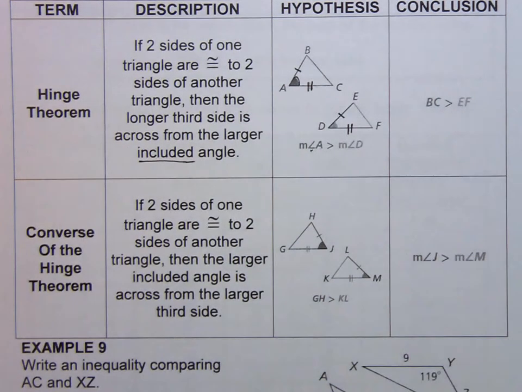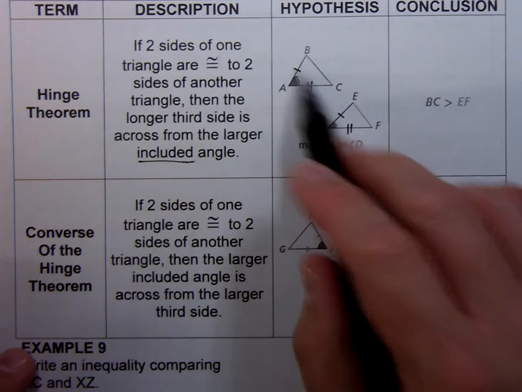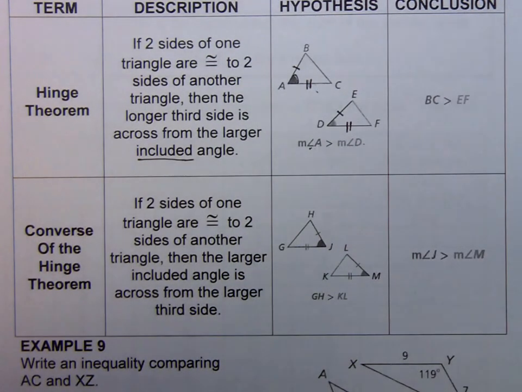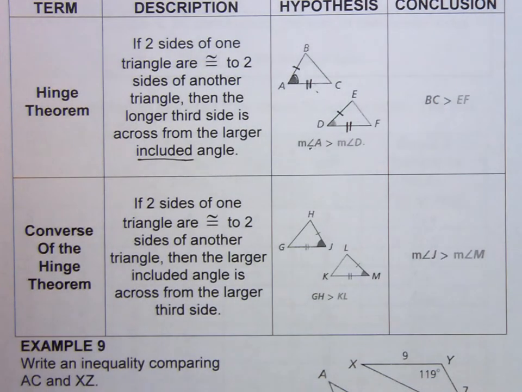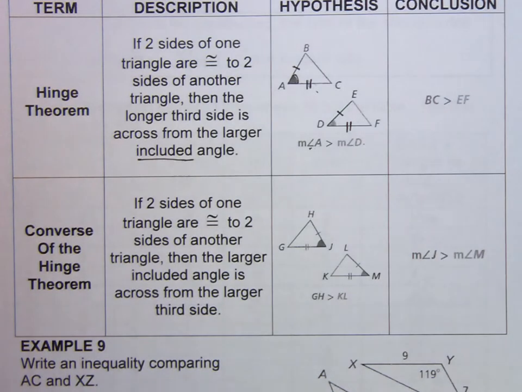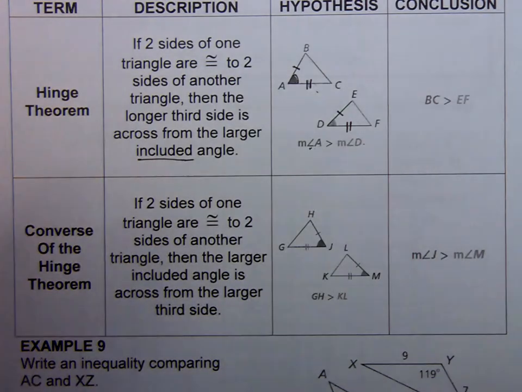As soon as you have this situation where there's two sides of one triangle congruent to two sides of the other, when you compare that third side with the included angle, we go back to the same concept of the longer side is opposite the larger angle. Shorter side is opposite the smaller angle.